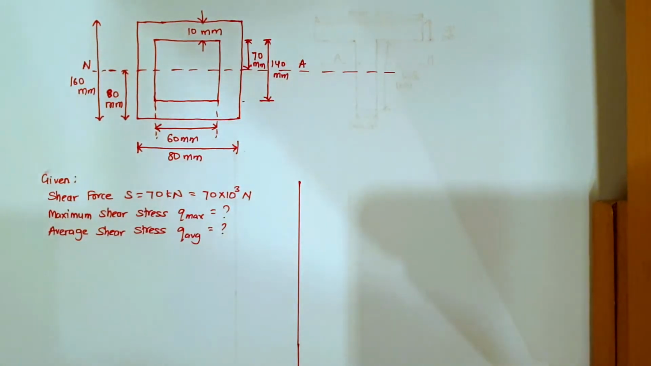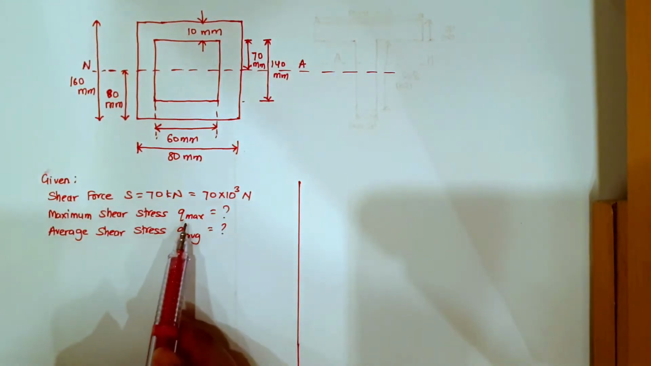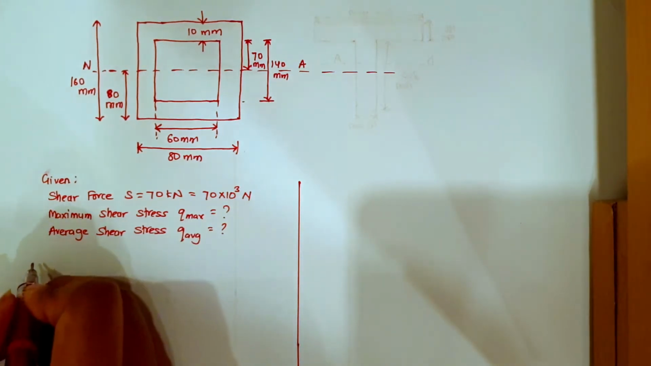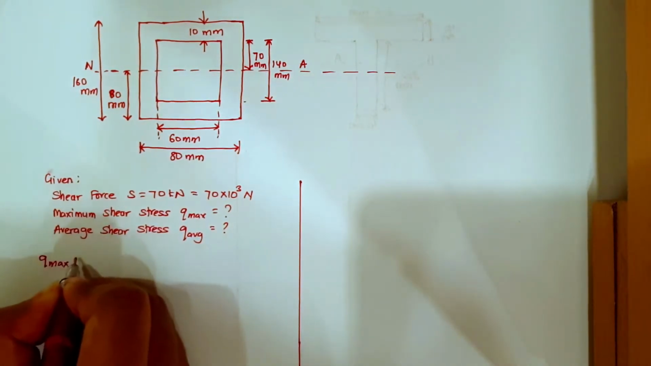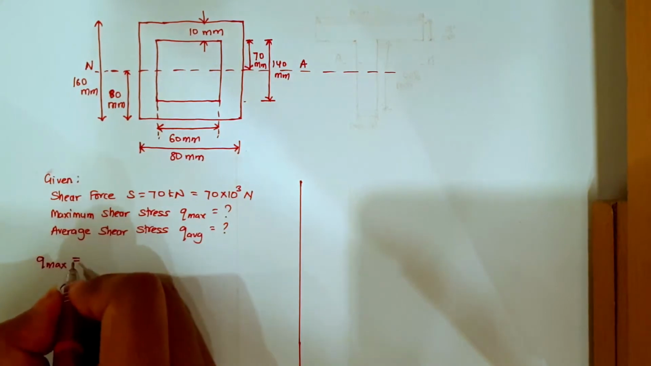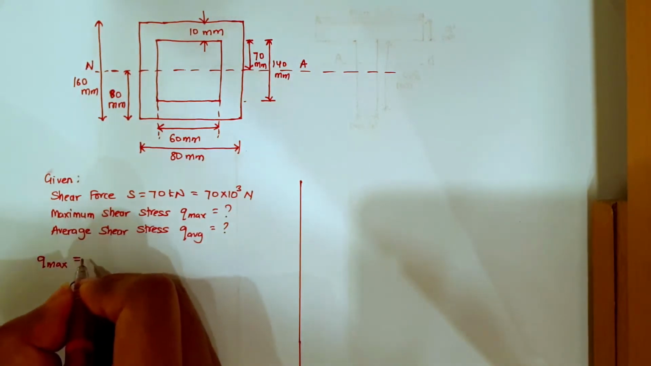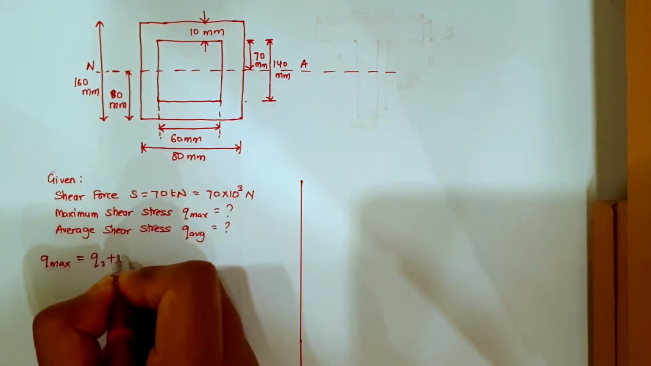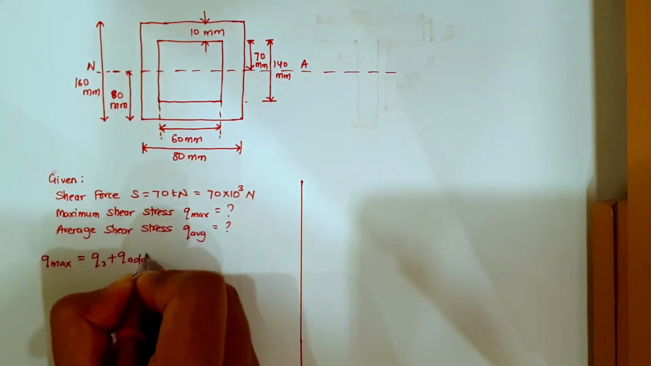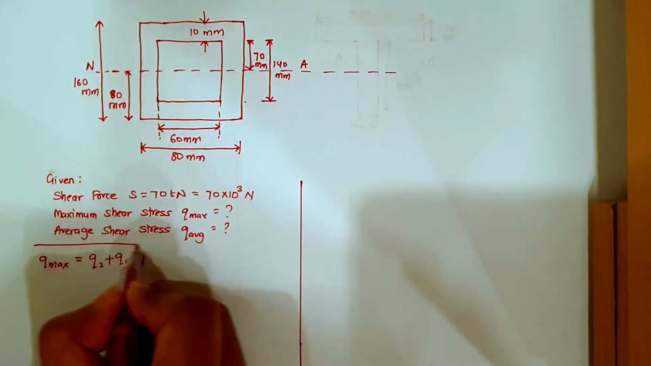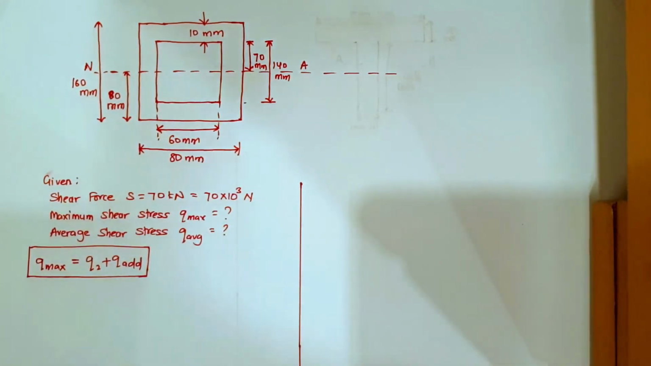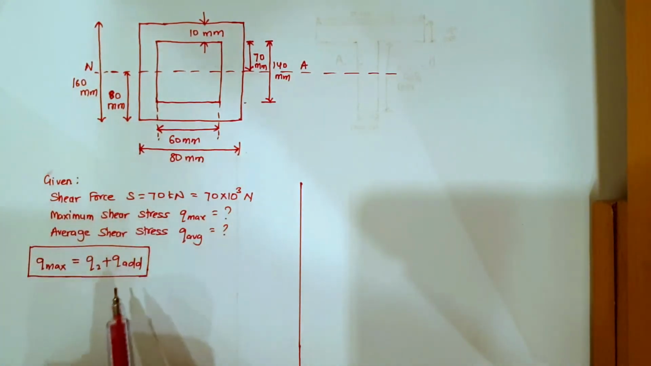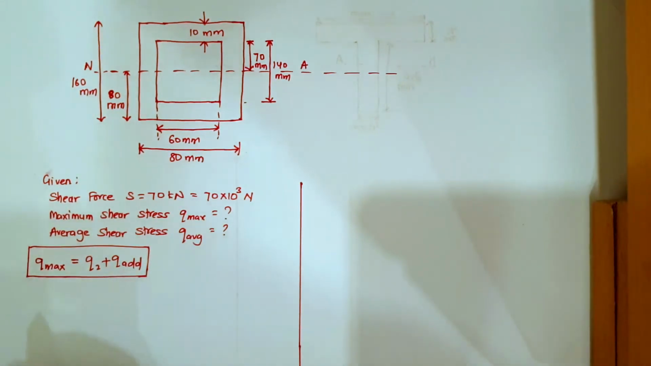Okay, so now how do we start? To find Q max, which is maximum shear stress, Q max will be equal to Q2 plus Q add. Okay, now how do we find this? The formula is changing here. Okay, so to find Q2 we need to find Q1. Okay, so let us go step by step so that you will understand it better.